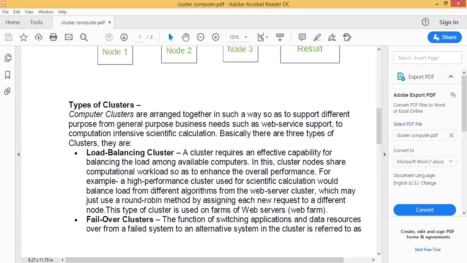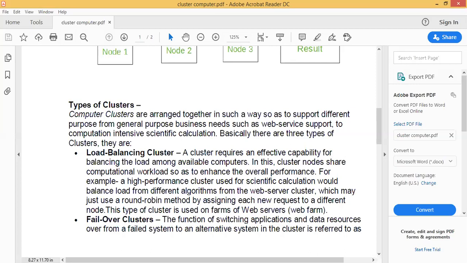There are different types of cluster. Computer clusters are arranged together in such a way as to support different purposes, from general purpose business such as web service support to computation intensive scientific calculation. Generally, there are three types of clusters. The first one is the load balancing cluster.